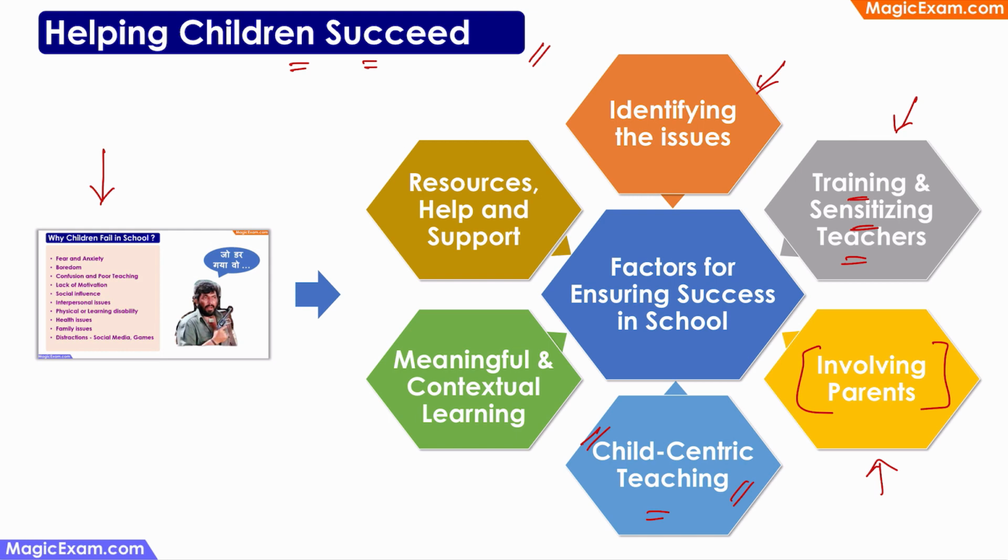And whatever learning is happening in the classroom must be meaningful and contextual. That is, the children should be able to relate what they are learning in the classroom to what they are experiencing in real life and what they are seeing in the day-to-day life. So meaningful and contextual learning will help children succeed in school and succeed in life as well.